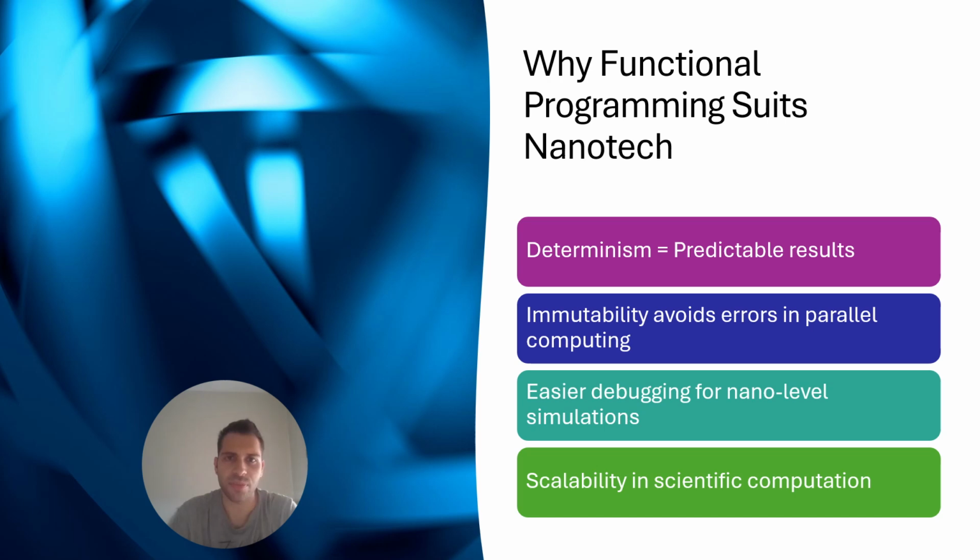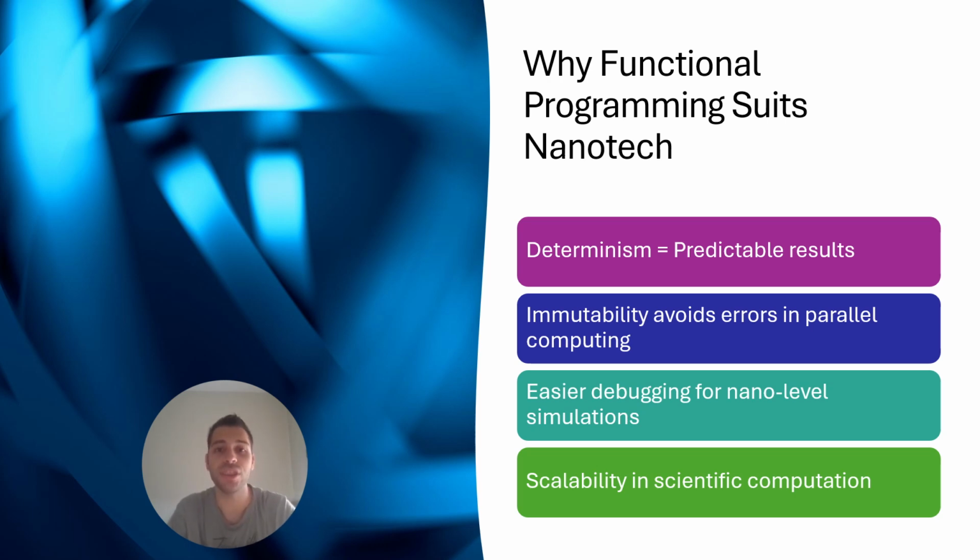Functional programming is especially effective in systems where precision and predictability matter. In nanotechnology, even the smallest error in calculation can lead to serious consequences. In the real world, whether we are simulating atomic behavior or designing nanoscale systems, one key strength of functional programming is immutability. Data doesn't change once it's created.